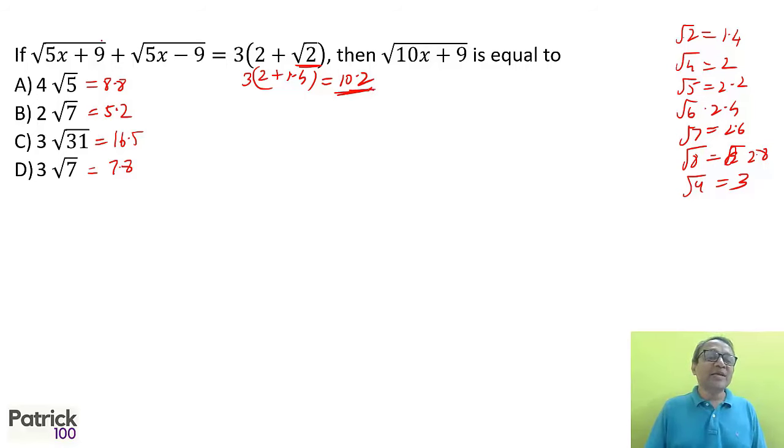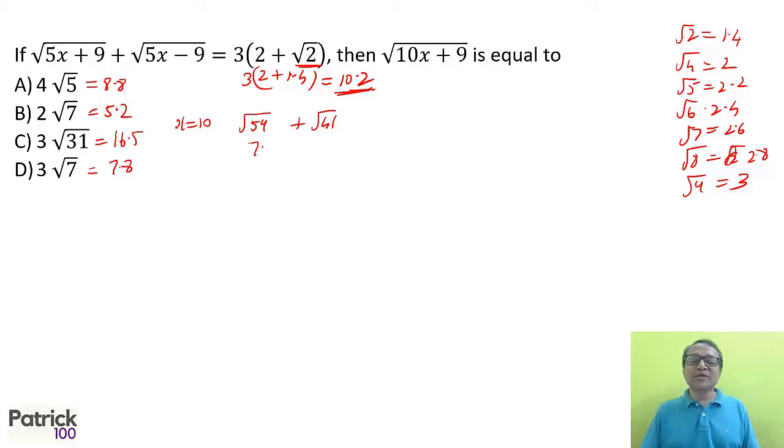So to get 10.2, let me see what the left hand side can be. Suppose I put x equal to 10. So what do I get? Root 59 plus root 41. You need to be good at approximating out here. Root 59 is more than 7; 8 square is 64, 7 square is 49, so it's more than 7, less than 8, so 7.6, 7.7. And root 41 is more than 6. So this comes much more than 10. I want 10.2.